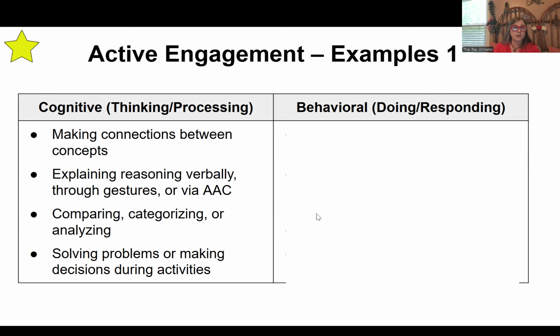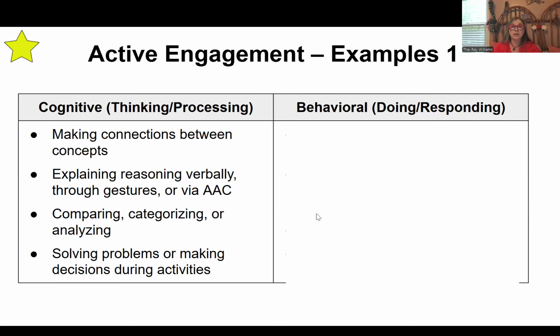Notice there's a little star up in the corner. So the first one is cognitive engagement, and that's where students are thinking or they're processing. And that could be things like they're making connections between concepts. They're explaining their reasoning, and that could be done verbally. It could be done through gestures. It could be done in an AAC, an augmentative and alternative communication device. They could be using that for students who are not vocal communicators. They could be doing things like comparing or categorizing, analyzing, or solving problems and making decisions during activities.